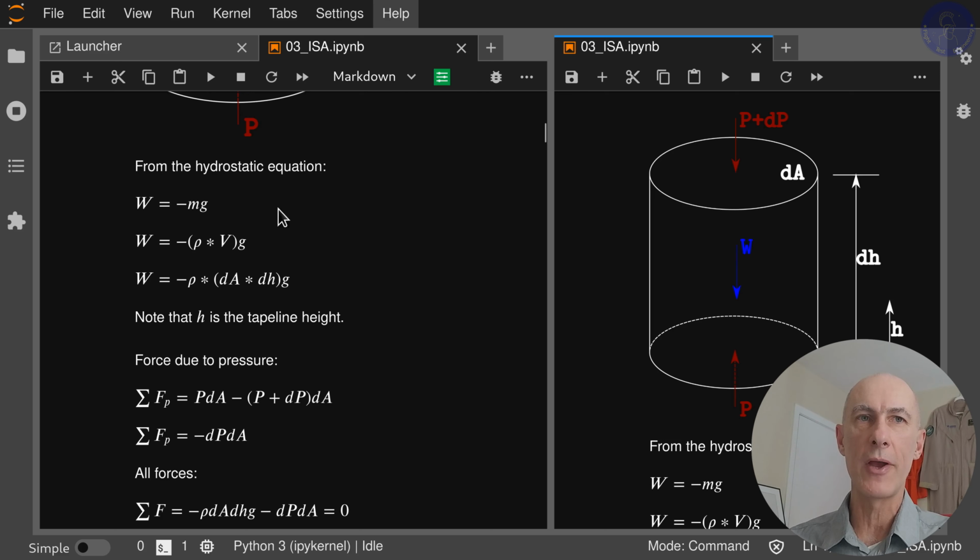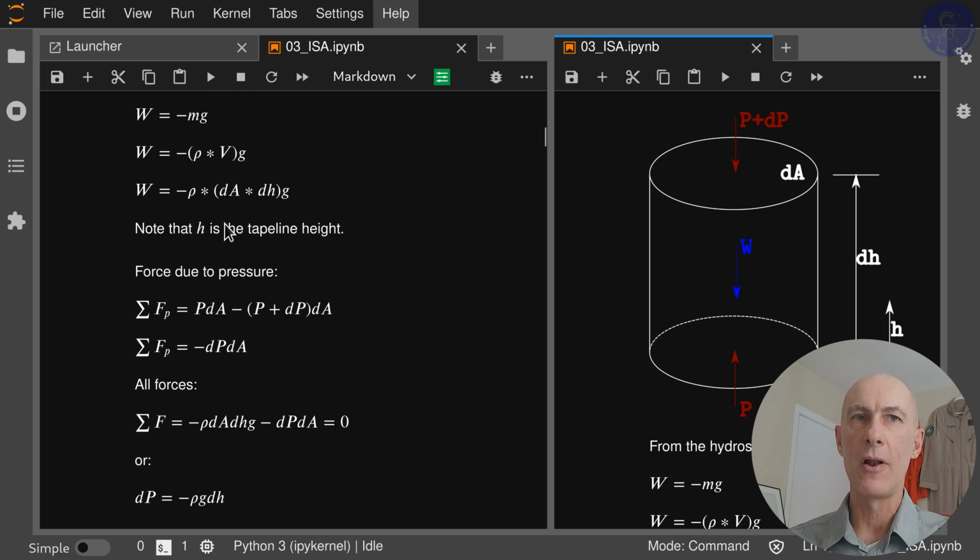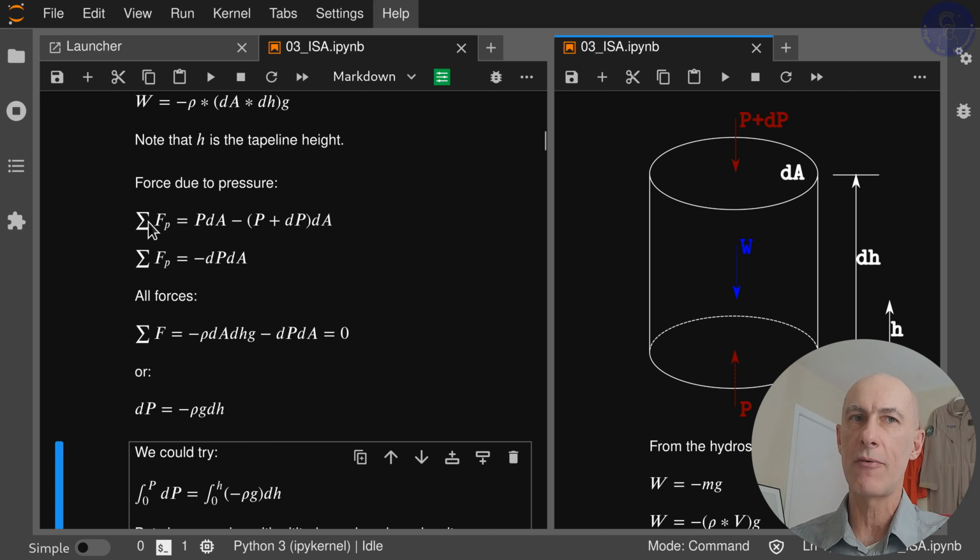From the hydrostatic equation, we can write that our weight is going to be minus mg, and mass is going to be density times volume, and volume is going to be area times height, so dA times dh. And notice that in this case, h here is our tapeline height. The sum of our forces due to pressure is going to be P dA minus (P plus dP) dA on both ends. So you can see that P cancels out, leaving us with just minus dP dA.